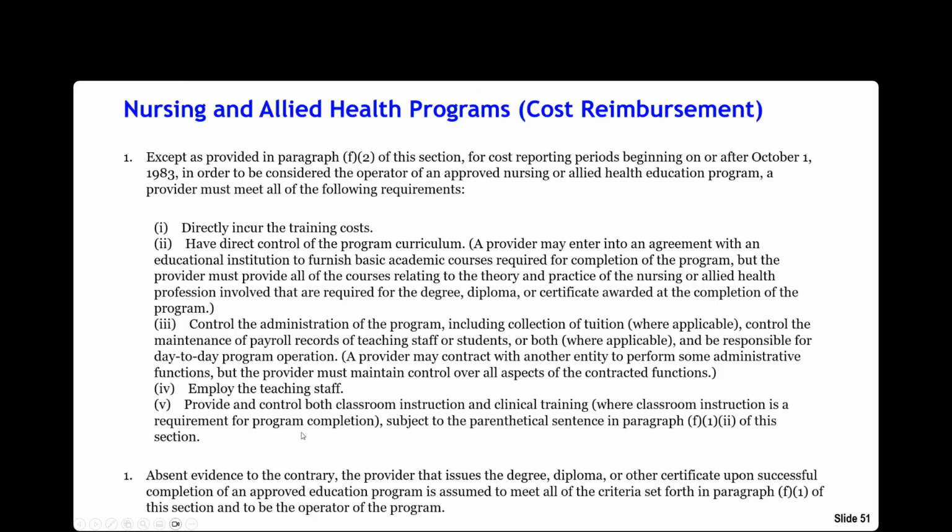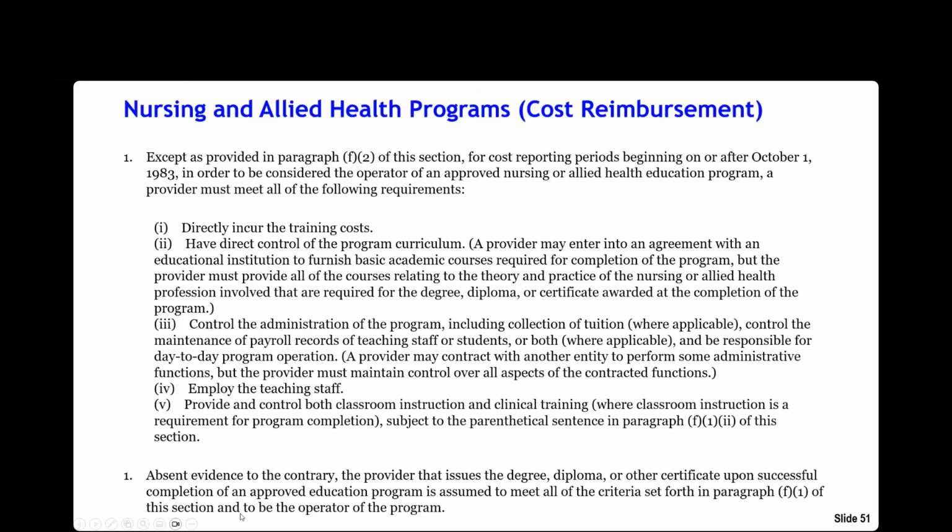So here are the requirements of the regulation for what you must meet to be a provider operated program, a legal operator. The provider has to directly incur the training costs. You have to have direct control of the program curriculum, except for potentially some basic academic courses not related to the real degree or diploma or the program itself. You have to control the administration of the program, and again, there might be some exceptions for limited things. You have to employ the teaching staff, and you have to provide and control both the classroom instruction and clinical training. So those are two different things.